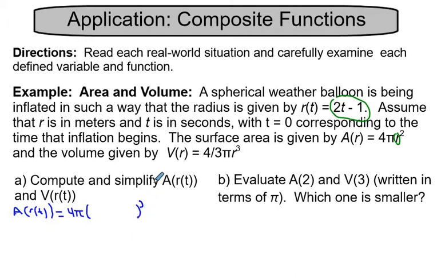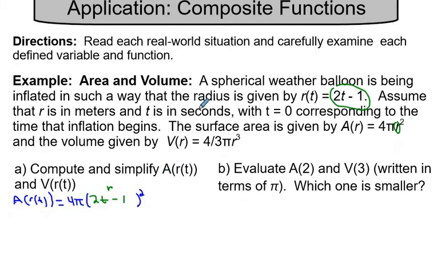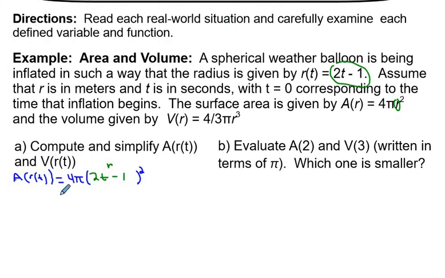Just don't forget that there is a square on the r, so you'd want to put a square on the parentheses. And then inside the parentheses, you're going to take this and put this in for r, so you would have a 2t minus 1 in here. So this is r, 2t minus 1. That r matches there. And now we're going to simplify that algebraically.